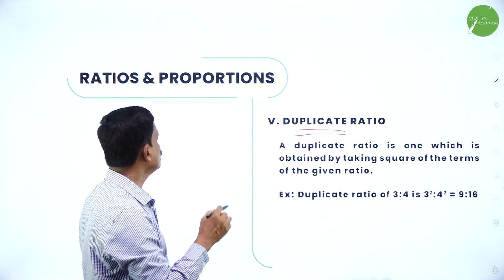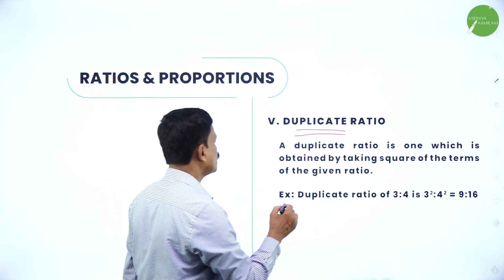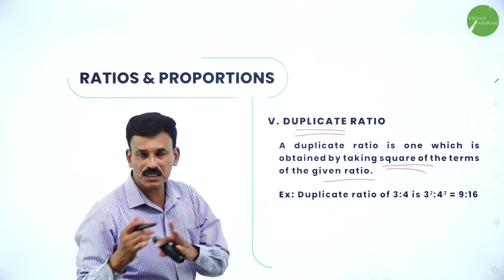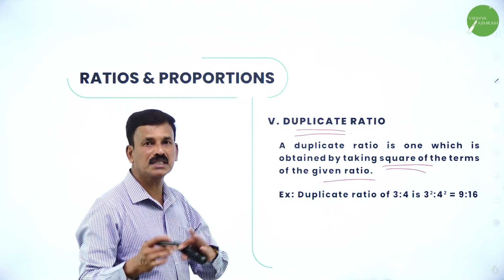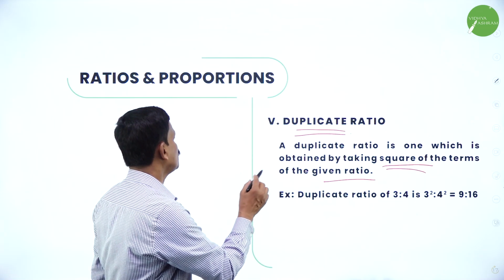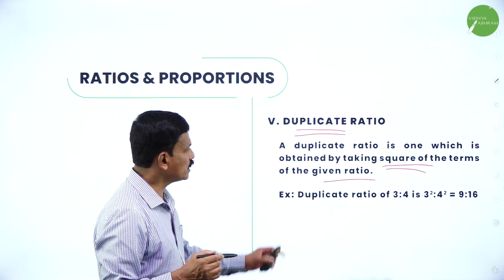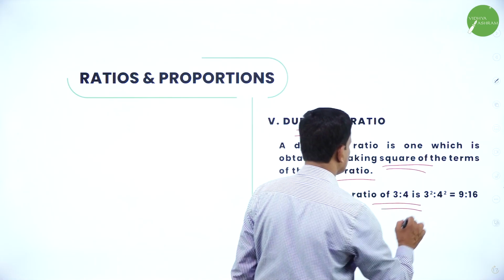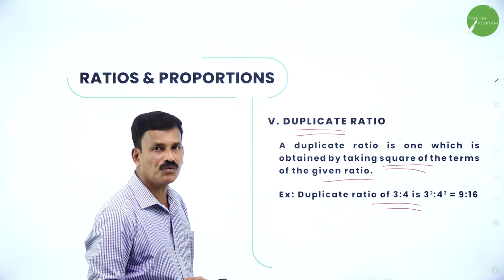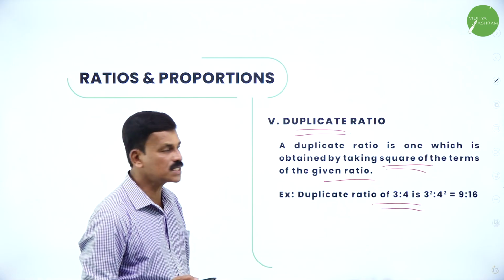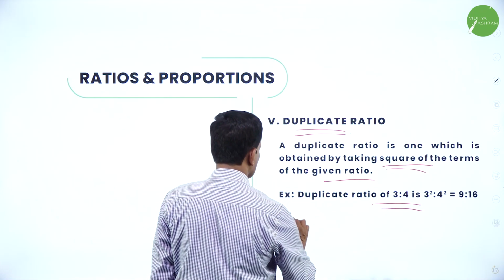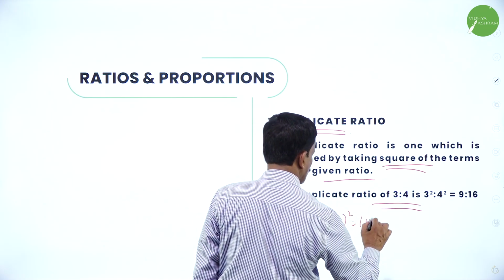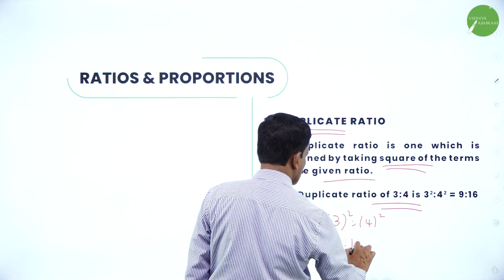Now the next type is duplicate ratio. Duplicate ratio means what? A duplicate ratio is one which is obtained by taking the squares of the terms of the given ratio. Just by taking the square of the terms, you are going to get a ratio. That ratio is called the duplicate ratio. For example, the duplicate ratio of 3:4 is 3 square is to 4 square. What is 3 square? 9. 4 square, 16. 9 is to 16. So for 3:4, the duplicate ratio is 9 is to 16.